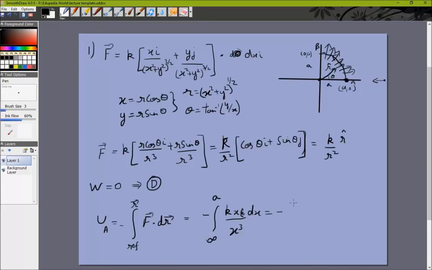dx, which is minus integral from infinity to a of k by x squared dx, which is equal to, this will be x to the power minus 1 by minus 1 or 1 by x, so it will be k by a ultimately. And then you can do the same thing when you come from this direction. Infinity, whether it's in the x or y direction, will give you potential 0, and if you come from infinity to 0 comma a in the y direction, you'll see the potential energy is k by a again, right? So the potential energy is the same, that means the work done is 0.